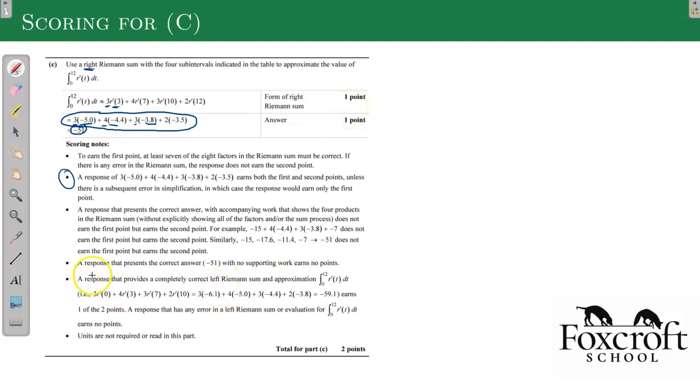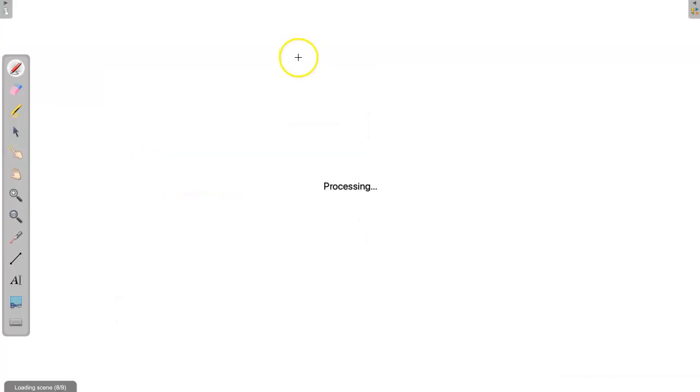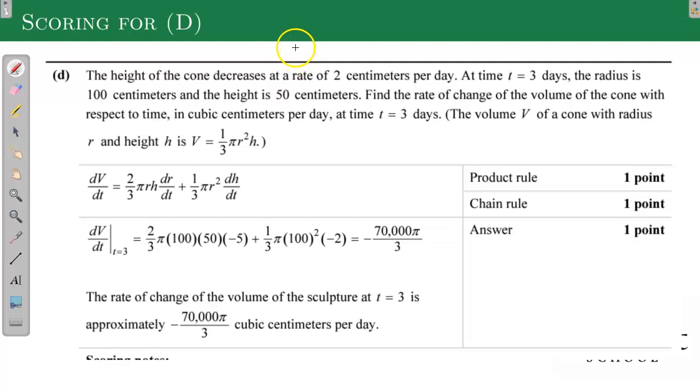I was reading this one right here. If you did a left Riemann sum instead of a right Riemann sum, you'd get one of the 2 points. But this earns both the first and second point. So you literally just write this, and you got both points. So we just have to remember how to do Riemann sums, just adding up a bunch of rectangles.